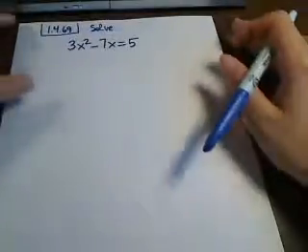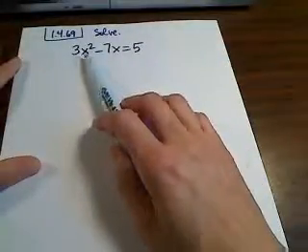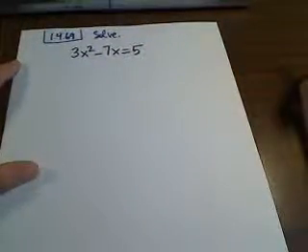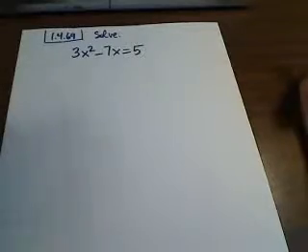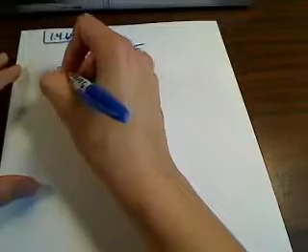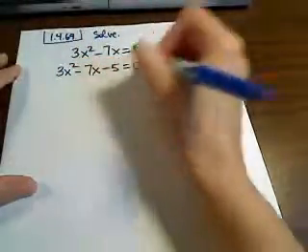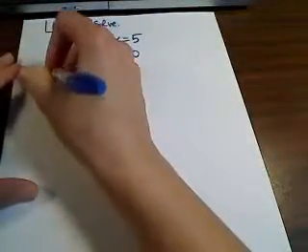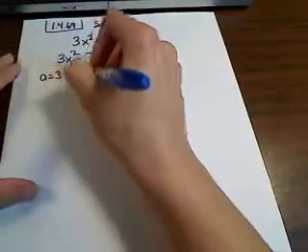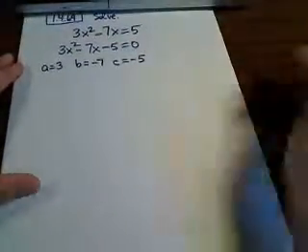Okay, and then also a very similar question was asked for 1.4.69, and they again ask us to solve, and we have 3x squared minus 7x equals 5. And when you're using the quadratic formula, you always want to set your equation equal to 0. So I'm going to bring that 5 over by subtraction, set it equal to 0, and then again I'm identifying my a, b, and c. And then I'm just going to stick these into the formula and simplify.